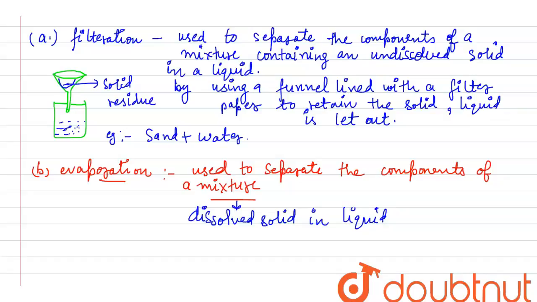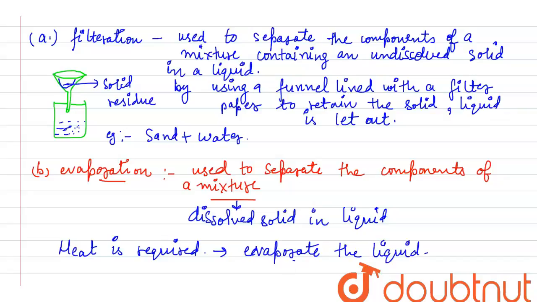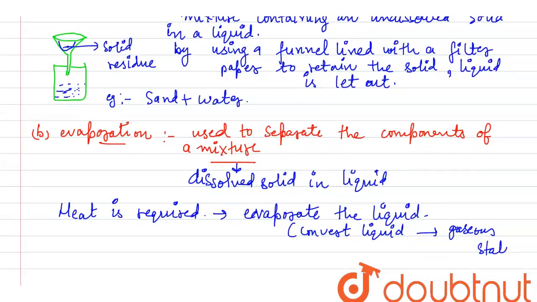In the evaporation process, heat is required. If I take a mixture in which there is a dissolved solid and I have to separate that solid from the liquid, heat is required. The heat will evaporate the liquid. Evaporate means that it will convert this liquid into the gaseous or vapor state, and the solid is left behind.